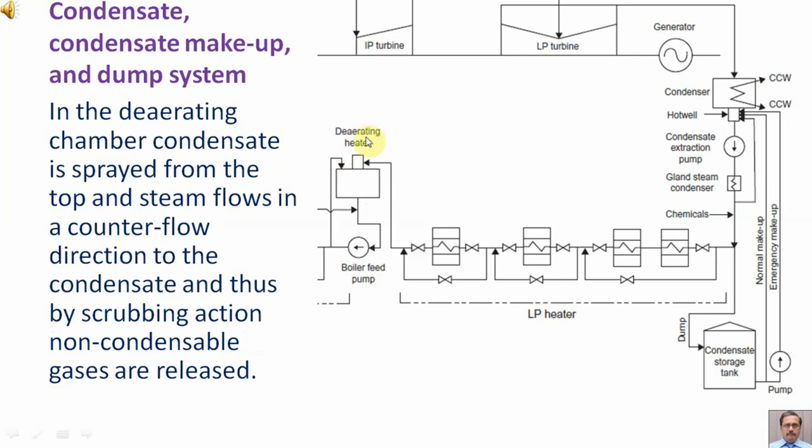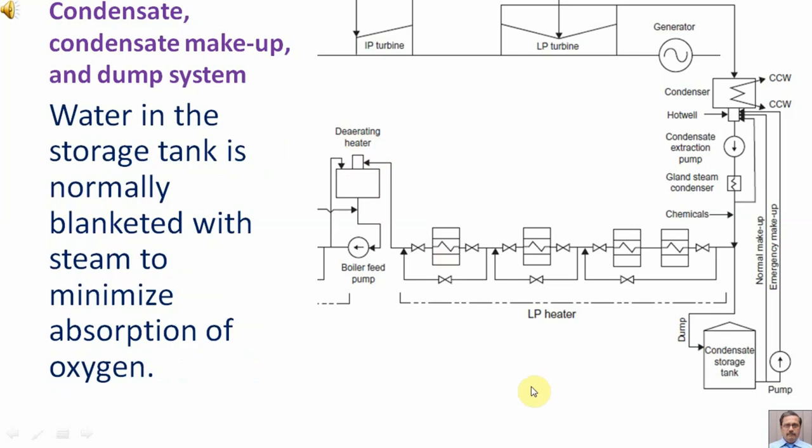In the deaerating chamber, condensate is sprayed from the top and steam flows in a counter flow direction to the condensate, and thus by scrubbing action non-condensable gases are released. Water in the storage tank is normally blanketed with steam to minimize absorption of oxygen.